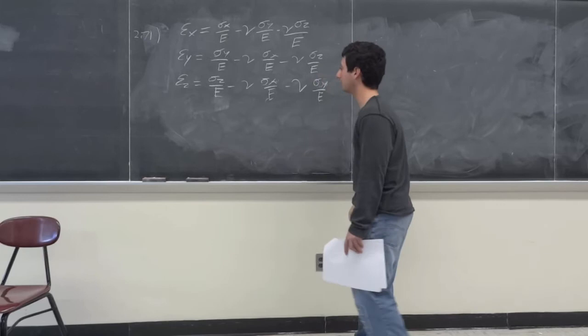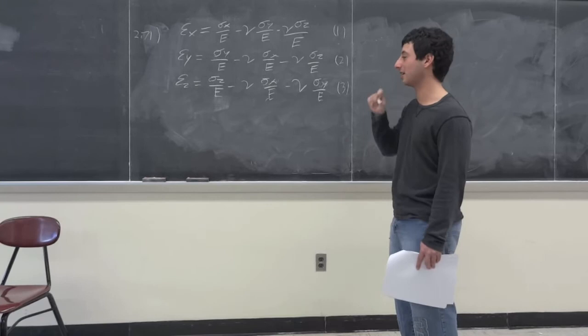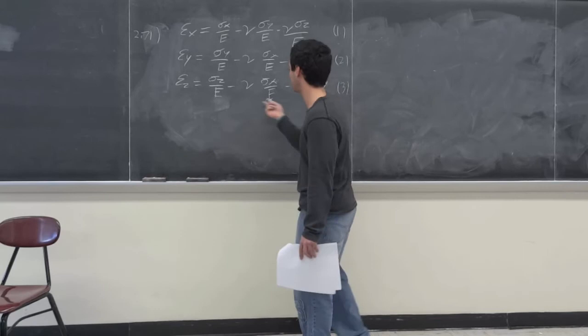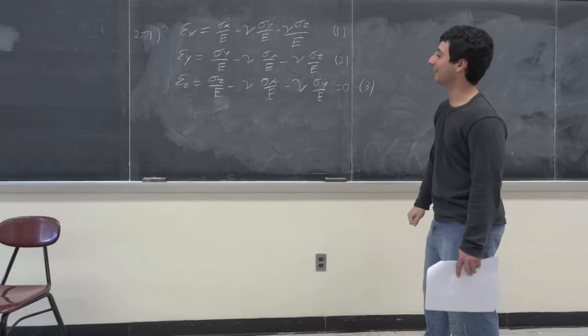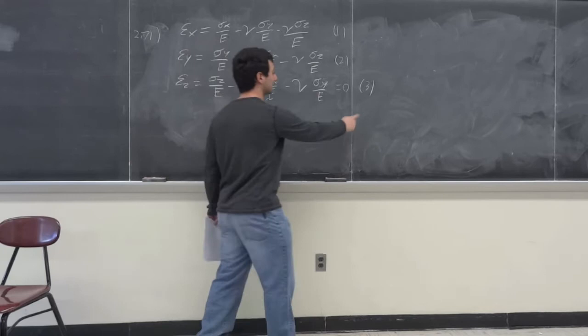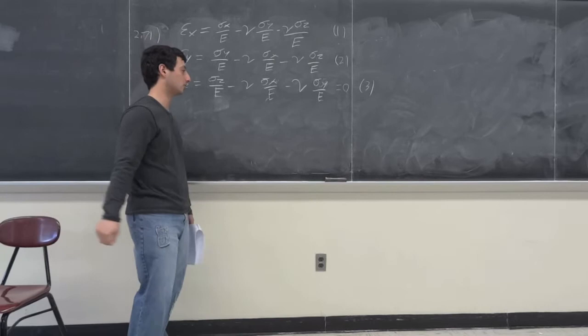Okay. All right, so you have three equations. 1, 2, 3. And remember, they gave you the plane strain condition, so equation three is equal to zero. Oh boy. All right, so let's prove the first one. The first one we can get right off the bat. If we look at equation three, everything is divided by the Young's modulus, so if you move it to the other side, E times zero is zero. So let's just get rid of these E's.